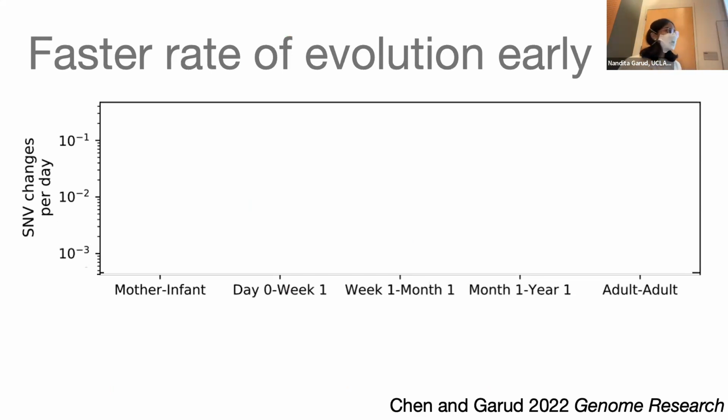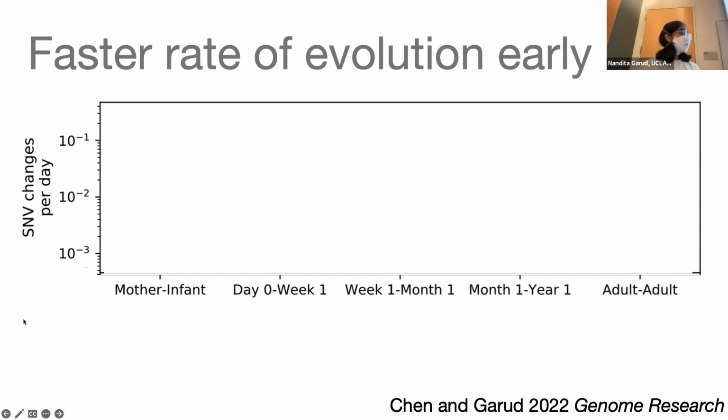All right, so we're going to now look at data. We're going to see how evolution changes as a function of your first year of life. On the x-axis, I'm showing the transition of bacteria from moms to babies. Then I'm going to show what's happening in the first week of life, the first month, the first year. And I'm going to contrast that with what's happening in adults sampled on 6-month timescales.